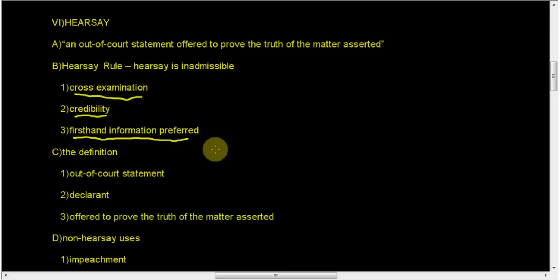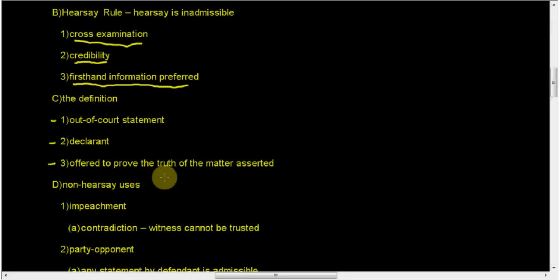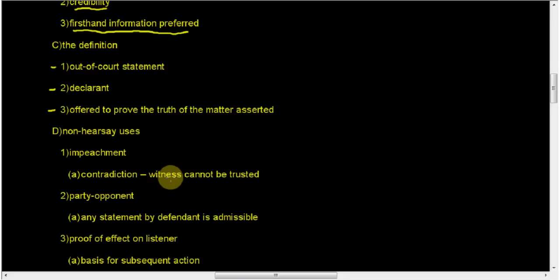So now that we understand the policy considerations behind the hearsay rule, let's break down the definition into three parts. One, out-of-court statement. Two, declarant. And three, offered to prove the truth of the matter asserted. All right, so let's start with the first one. Out-of-court statement. Almost every verbal utterance that is made outside of court, both oral and written, constitutes a statement.